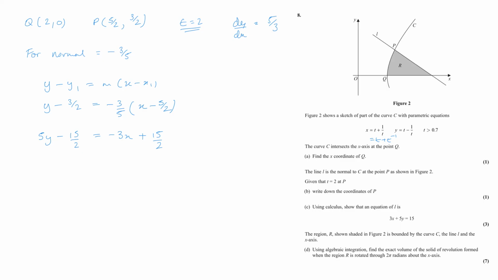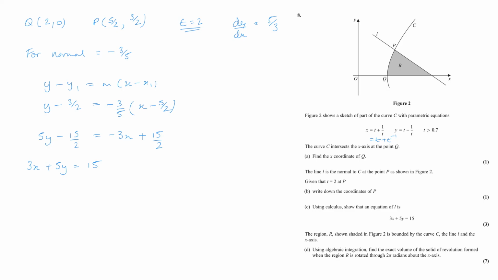Taking everything to the left, as the x is negative, we get 3x plus 5y, and taking the minus 15 over 2 to the other side will give me 15. 15 over 2 plus 15 over 2 is 15. And that was what was required.